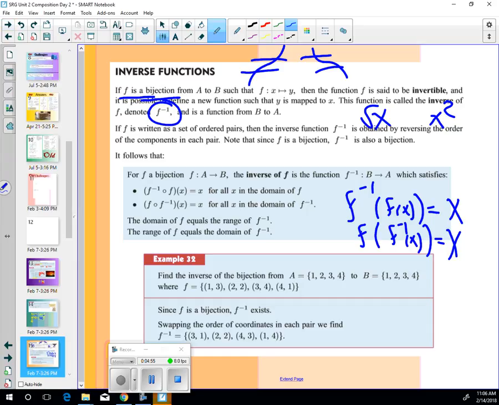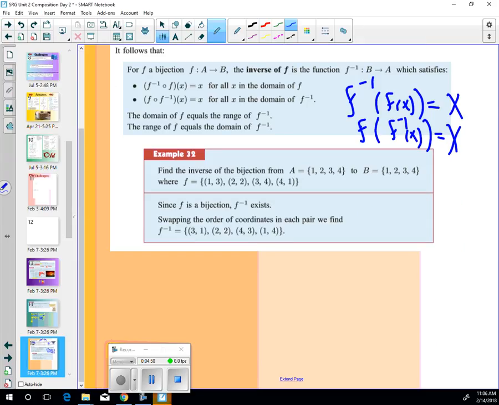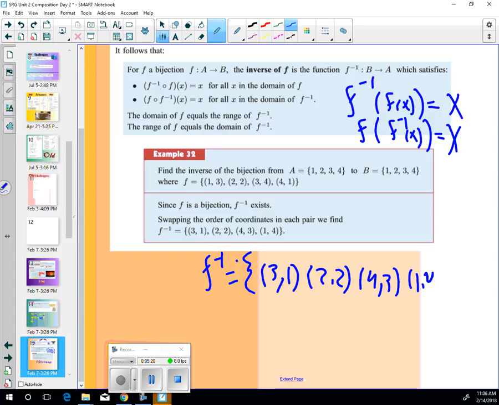Find the inverse of a bijection from A to B, where F is equal to this. So if you knew that F was (1, 3), (2, 2), (3, 4), (4, 1), then the inverse is just going to be the what? Reverse: (3, 1), (2, 2), (4, 3), (1, 4).